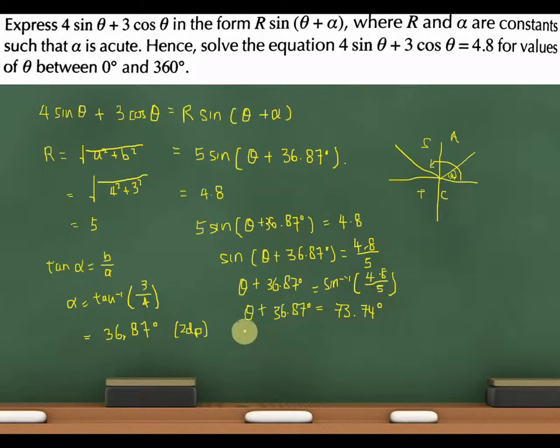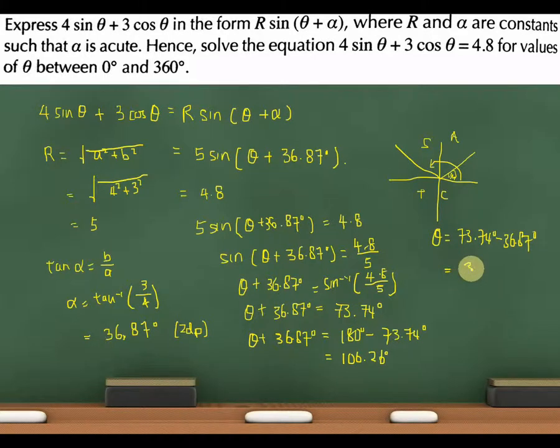73.74. Okay, for the second quadrant, we take 180 minus this value, which is 106.26. Now we can find what is theta. Okay, theta is 30. Okay. So this is the final answer, therefore we need to round off to 1 decimal place. Okay, first answer found, second answer.